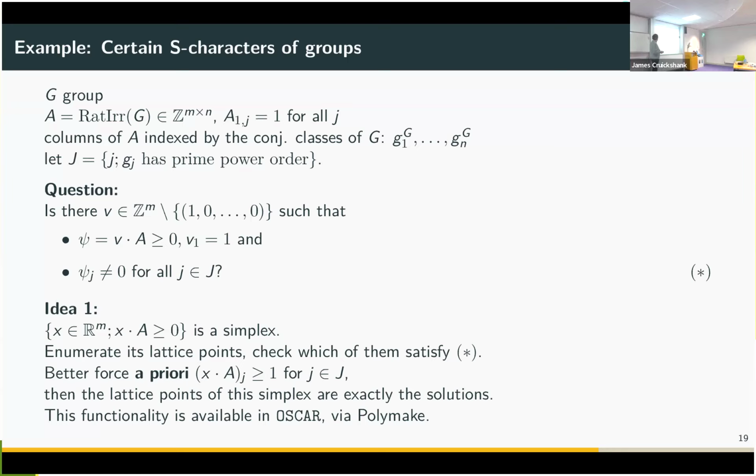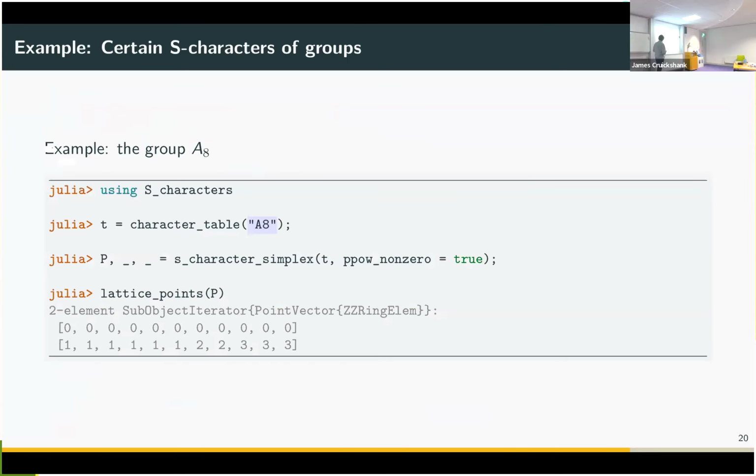So this inequality also gives us a simplex, which is a little bit smaller. And then the solutions for that are exactly the vectors which we are looking for. So we need not afterwards check for this condition. And luckily, in OSCAR, via this Polymake system, we have functionality for creating simplices and enumerating lattice points. So how does it look?